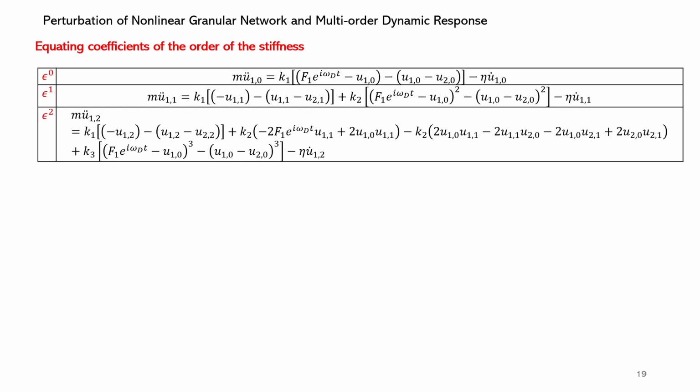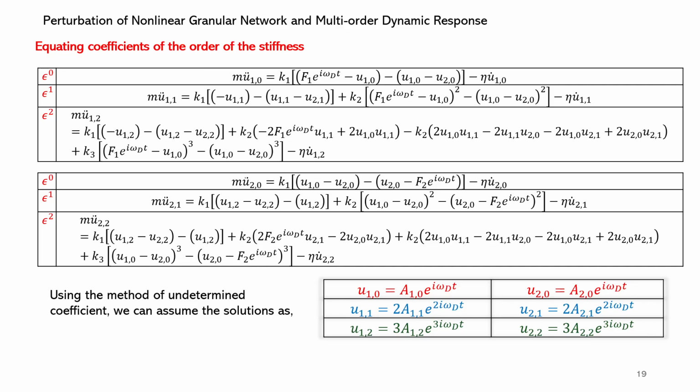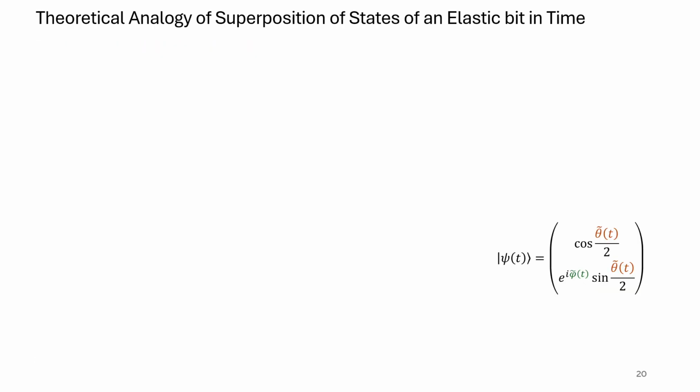Then we move to the nonlinear model. In our nonlinear model, we can equate the coefficient of the order of stiffness. We have done a lot of math here, just some basic mathematical equations. We take it up to second order: zeroth order, first order, and second order. Using the method of undetermined coefficients, this is our equation of vibration motion for the masses at different amplitudes. There is a lot of math here, and I am not showing all of it. This is the basic equation that we are using.